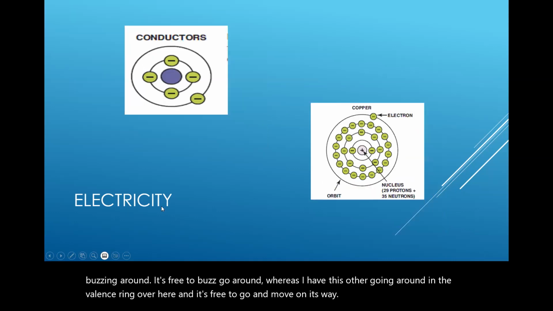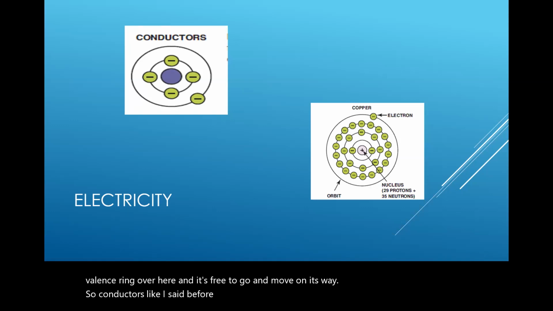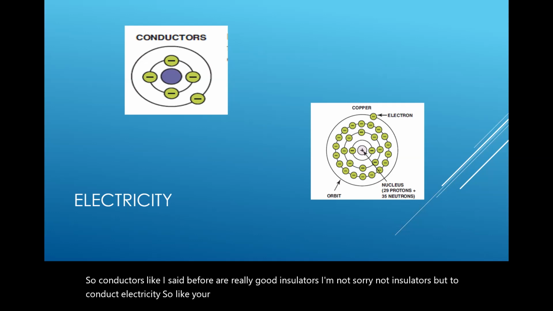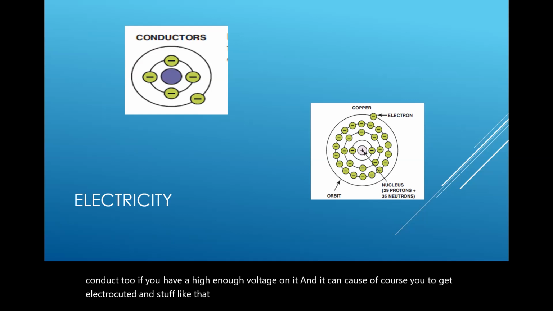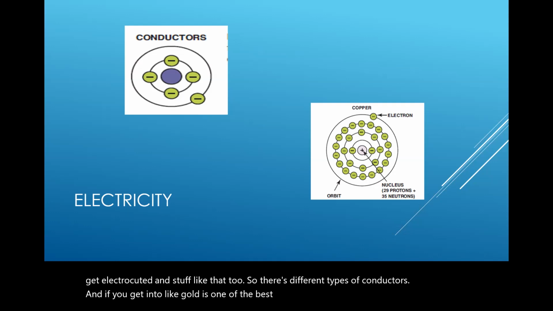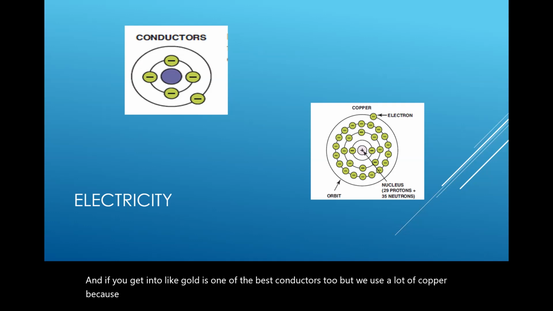So conductors, like I said before, are really good at conducting electricity, not insulators. So like your coppers, some of your aluminums, and actually water in a way can conduct too if you have a high enough voltage on it, and it can cause you to get electrocuted and stuff like that too. So there are different types of conductors. Gold is one of the best conductors too, but we use a lot of copper because it's fairly inexpensive. I wouldn't say it's cheap, but it's fairly inexpensive.